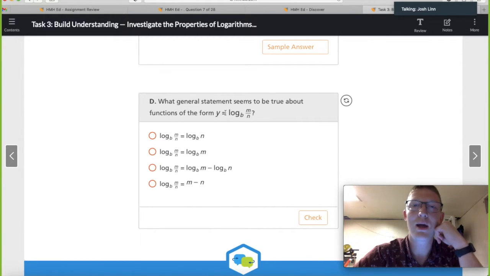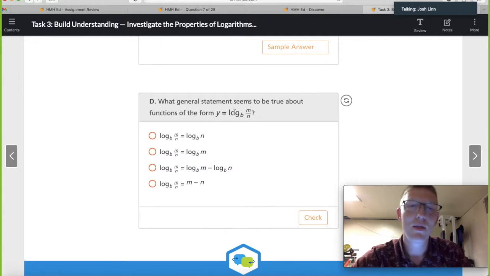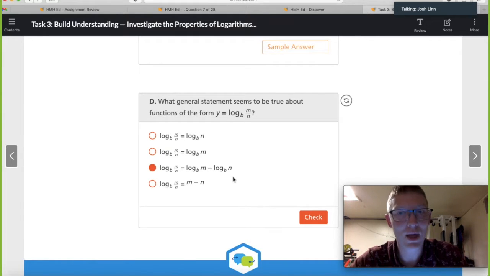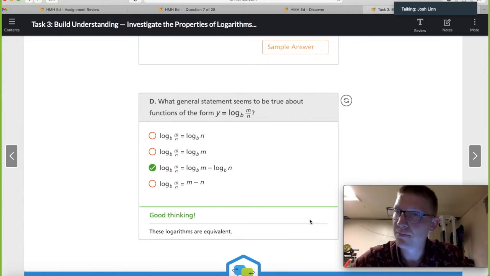So we have y equals log base b of m over n. That appears to be the same as log base b of m minus log base b of n. Could that be a property of logarithms? Property, that's a better word. Property.